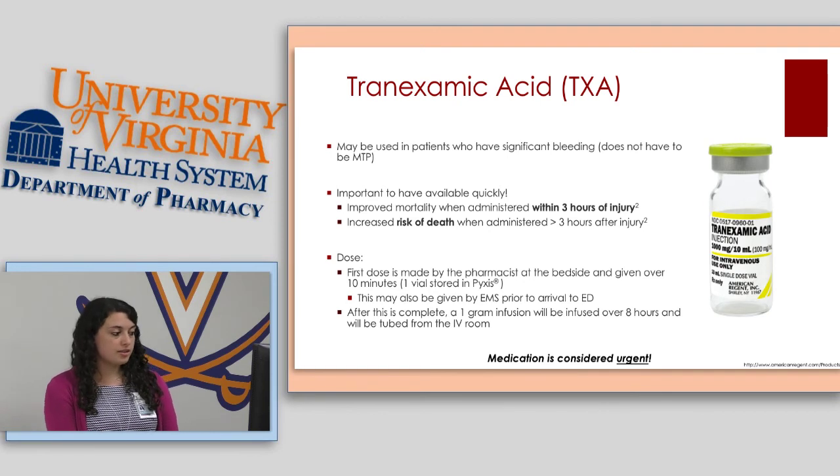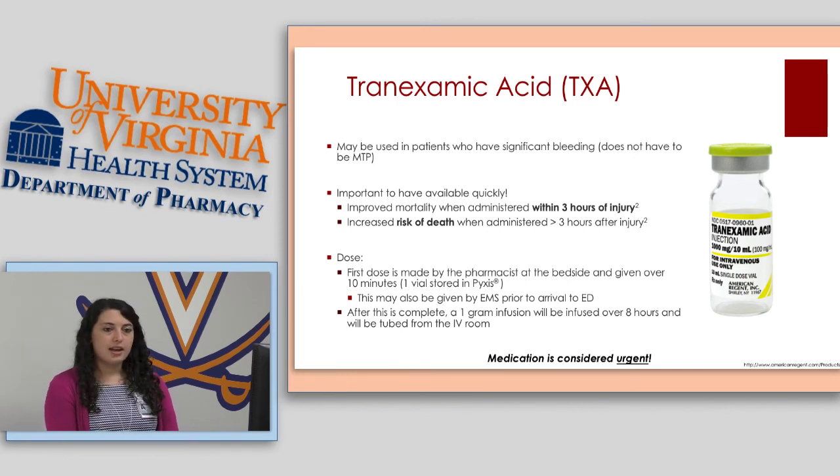There's the first dose that's given more rapidly, so one whole vial, so a gram is given, and this is made by the pharmacist at bedside. They can draw it up and put it into the saline bag, and that's given over 10 minutes. This isn't always done because sometimes this is done out in the field by EMS before the patient even arrives, and that's the one that we're looking to give more urgently.